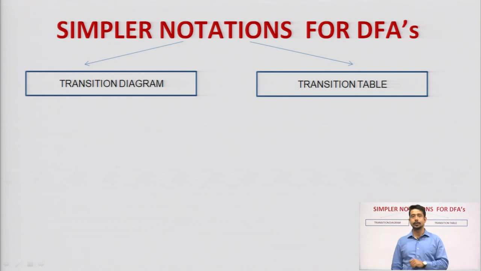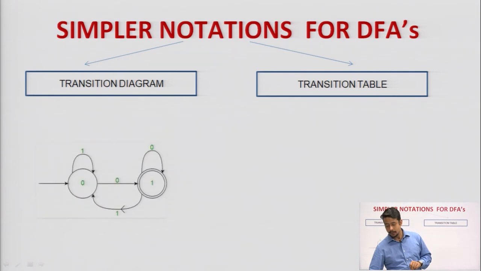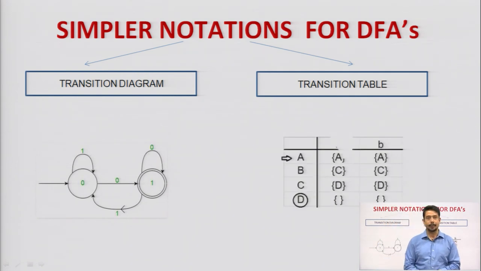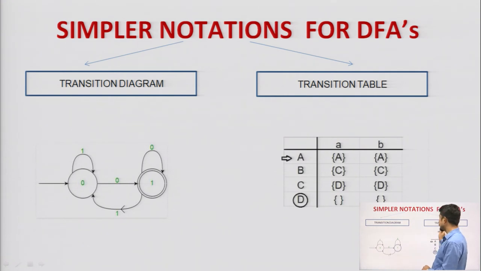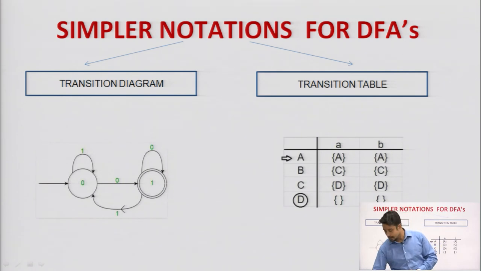Now, let us go to some simpler notations that we will require for constructing a DFA. First one is your transition diagram and the second one is your transition table, okay. These are the two different ways by which you can construct a DFA or represent a DFA, okay. If we talk about the transition diagram, it will look like this. It is just an example I am giving here, and if it is a transition table, it will look like this, okay. So, you will be having a particular set of inputs, outputs, states, okay.